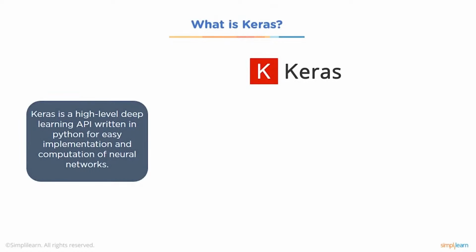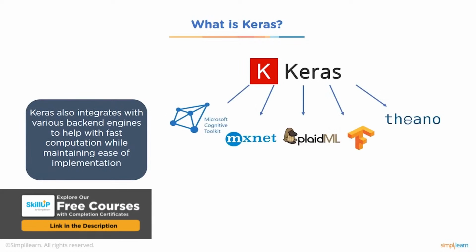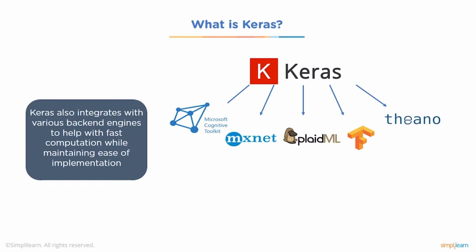What exactly is Keras? Keras is a high-level deep learning API written in Python for easy implementation and computation of neural networks. Keras is an open source software library that provides a TensorFlow interface for artificial neural networks. Keras acts as an interface for the TensorFlow library, which means that it runs on top of TensorFlow. Up until version 2.3, Keras supported multiple backends, including TensorFlow, Microsoft Cognitive Toolkit or CNTK, R, Theano, and PlaidML. As of version 2.4, only TensorFlow is supported.